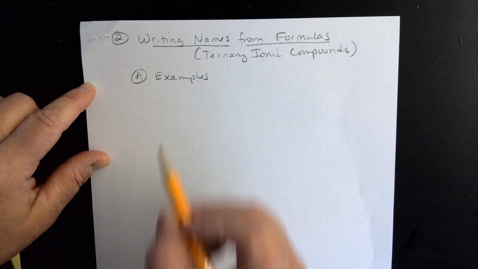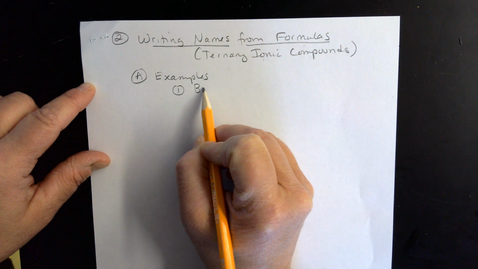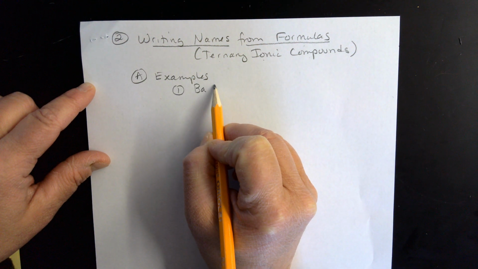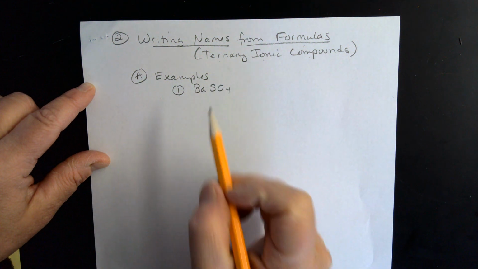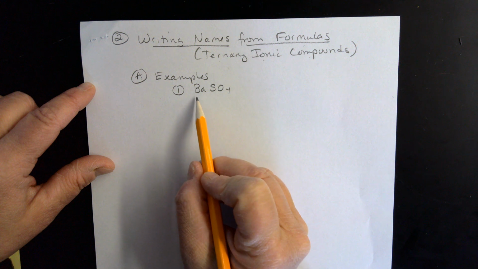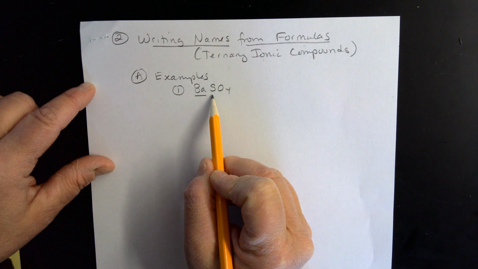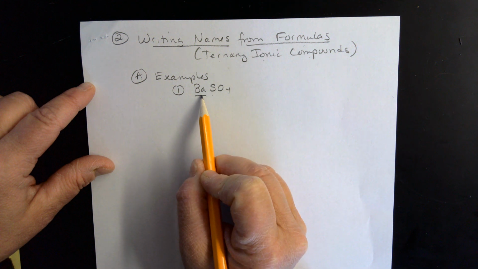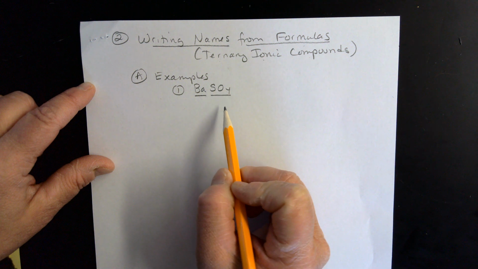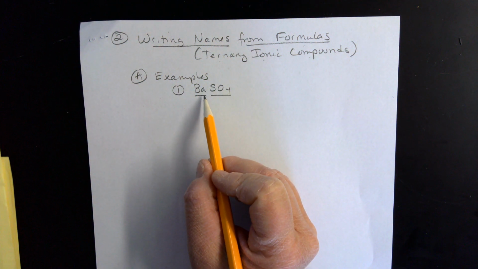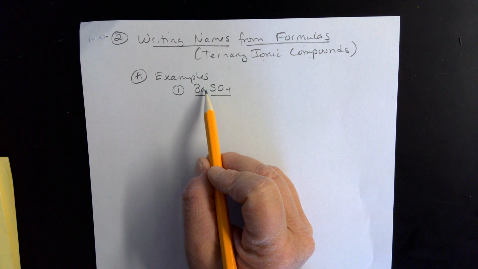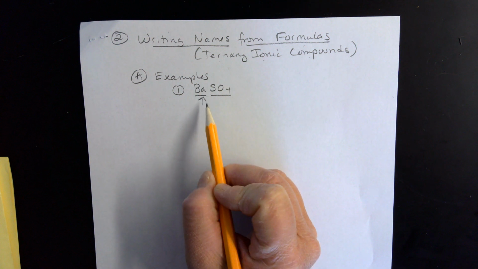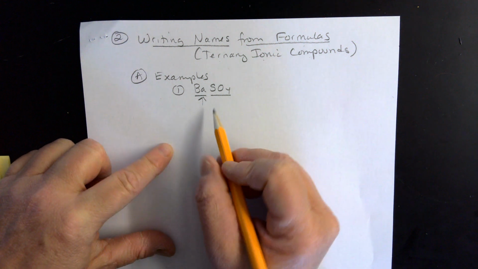So our first example is going to be barium BaSO4. Okay. And so what you need to do here is, since we know everything in all ionic compounds are written cation first, anion second, we need to be able to name each part of this. So Ba is the chemical formula for barium.